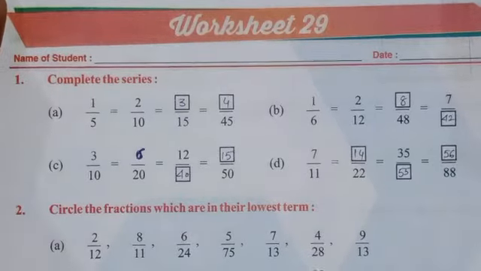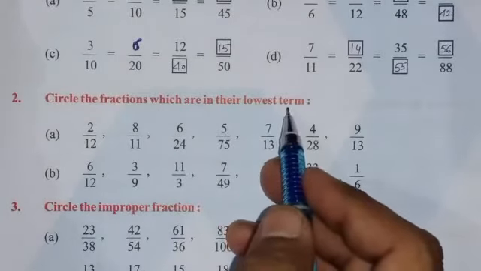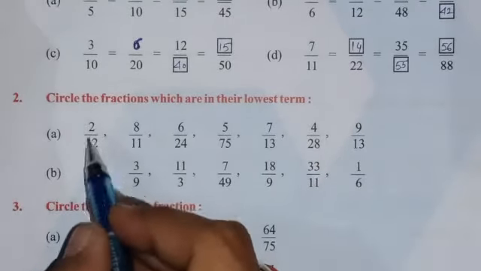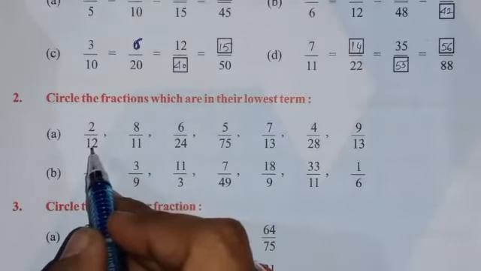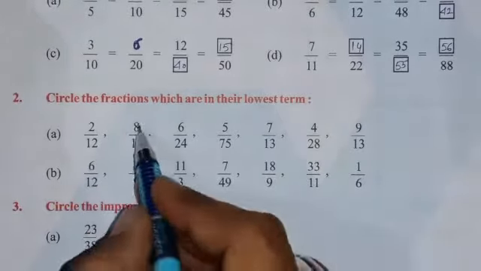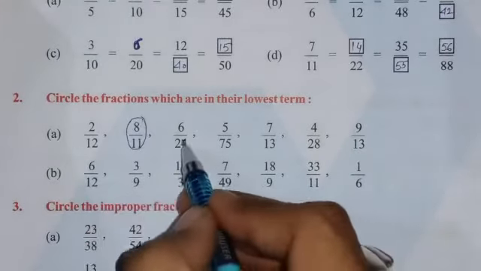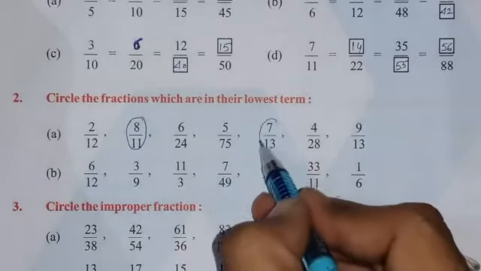Okay students, continue to see the next question number 2nd, and the question is: circle the fractions which are in their lowest term. So you can see 2 and 12 both are divisible by 2. So this is not lowest term. A fraction has lowest term if numerator and denominator are not divisible by any number except 1. 8 and 11, of course this is lowest form. This is not lowest form. This one also not lowest form. This one is lowest form.